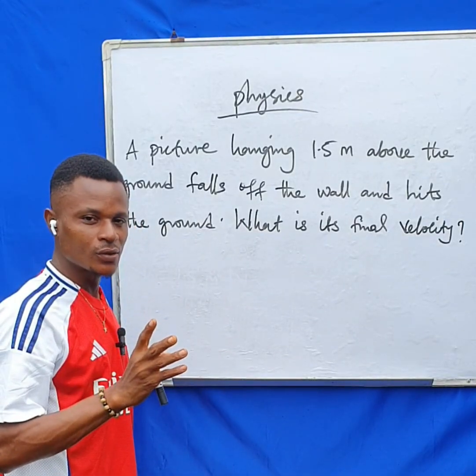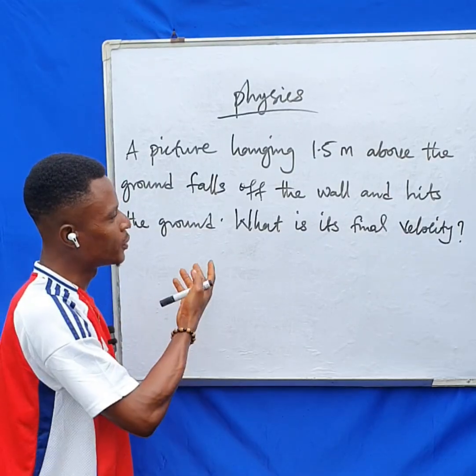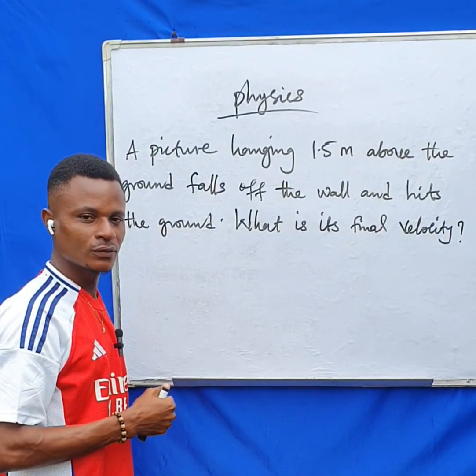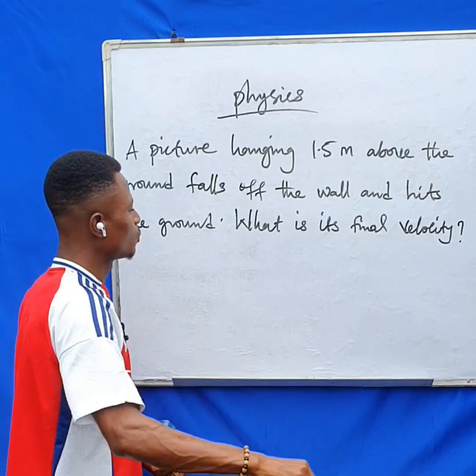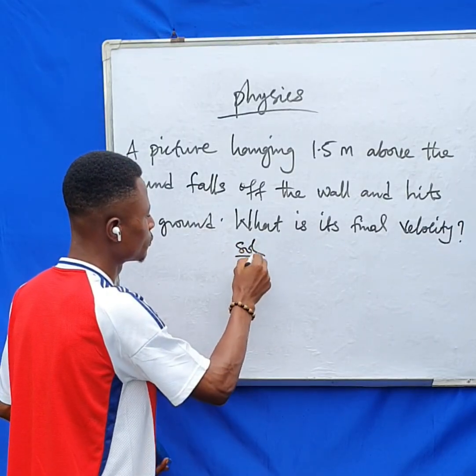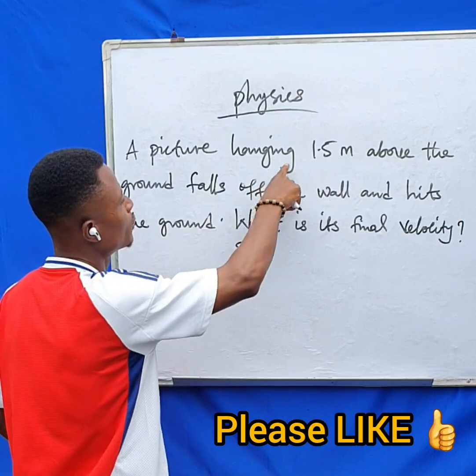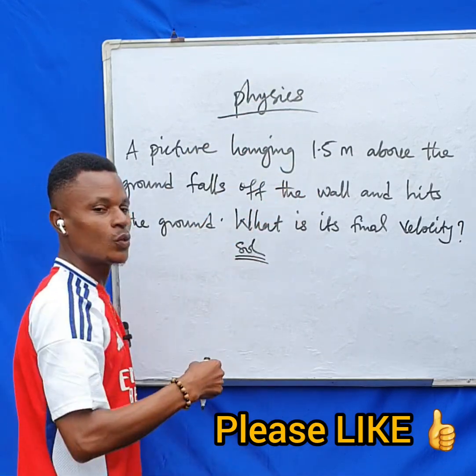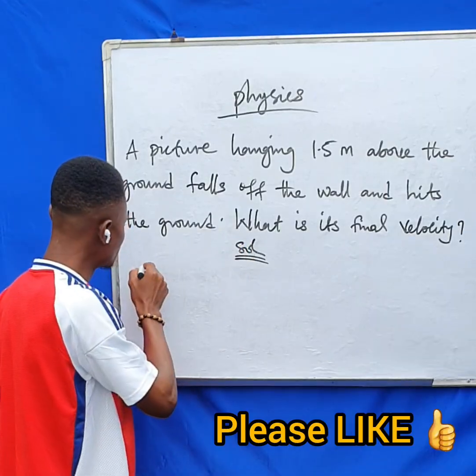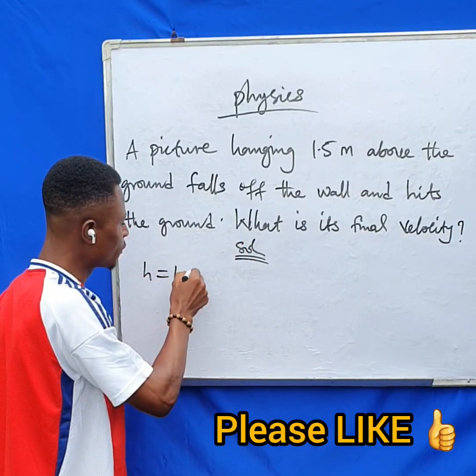If you want to solve this question, the first thing you need to do is to bring out the parameters from the question. That's our first approach. So this is the solution. From the question, we are told that the picture is hanging 1.5 meters above the ground. That means this is the height in which the picture is hanging. So height h is equal to 1.5 meters.